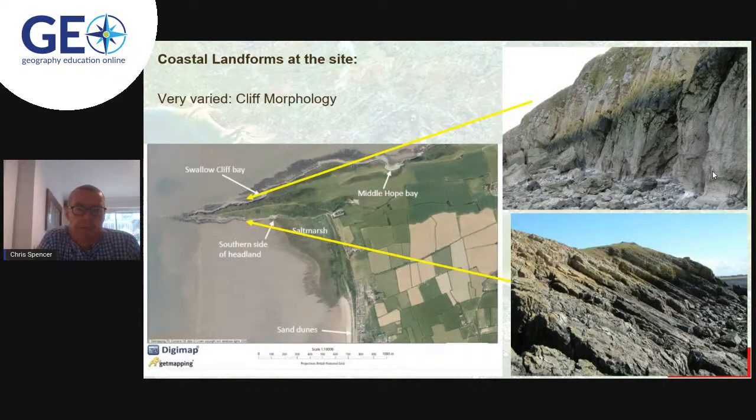Okay, so one of the other characteristics that I briefly introduced earlier was cliff morphology. So here on the northern side, again towards Swallow Cliff, we had these near vertical cliffs, whereas to the south we had these much more gradually sloping cliffs. So we need to think about what might be driving that sort of difference.